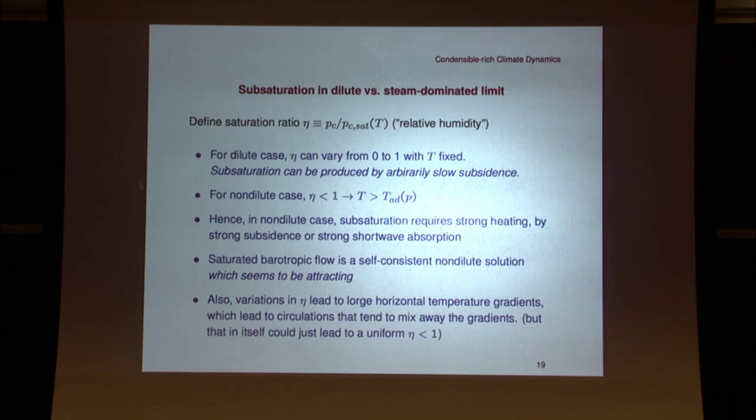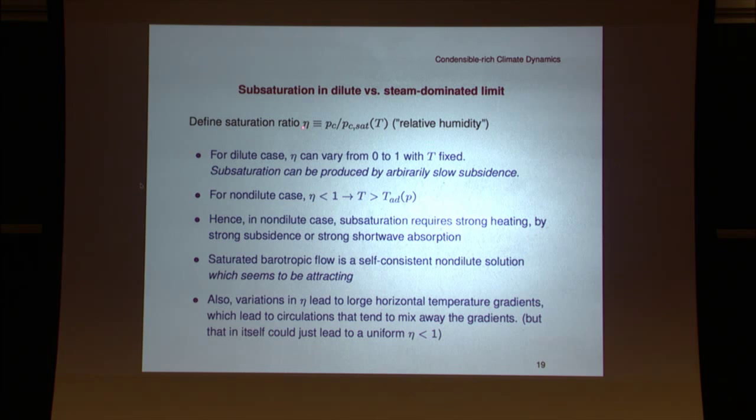But I said that this collapse onto the barotropic case requires that the atmosphere be pretty saturated, and the behavior of the saturation is extremely important for the energy balance of atmospheres. I have some plausibility arguments for why the atmosphere tends to become more and more saturated as you go to the strongly non-dilute limit. I don't have a complete theory of this yet, and that's one of the things we're working on.